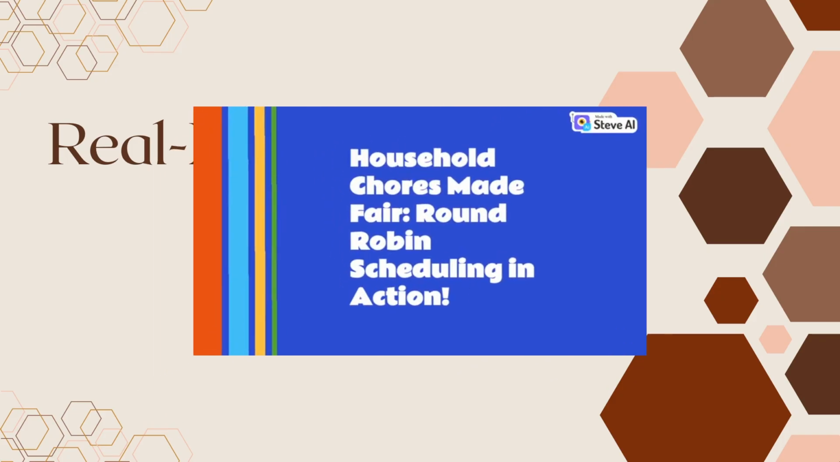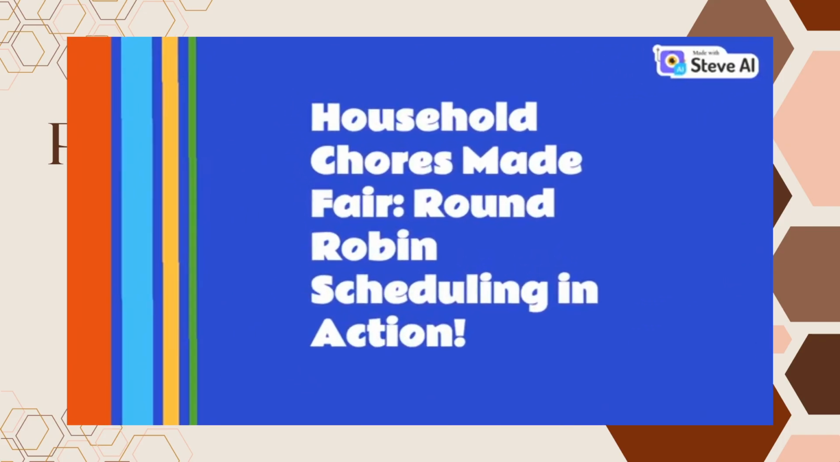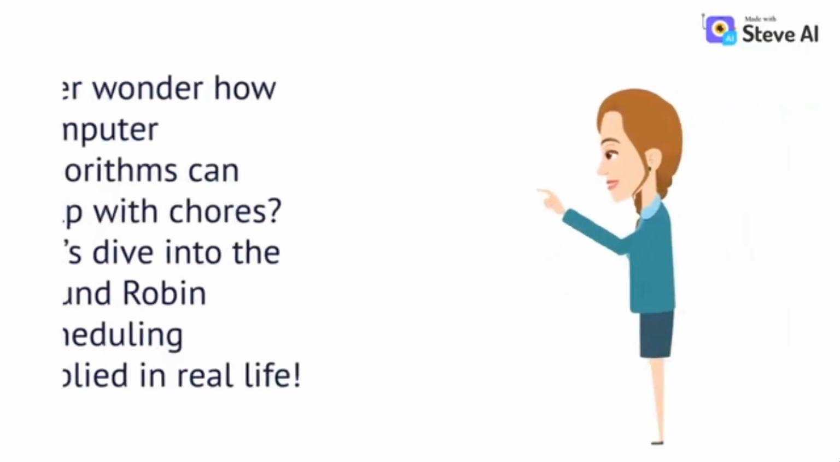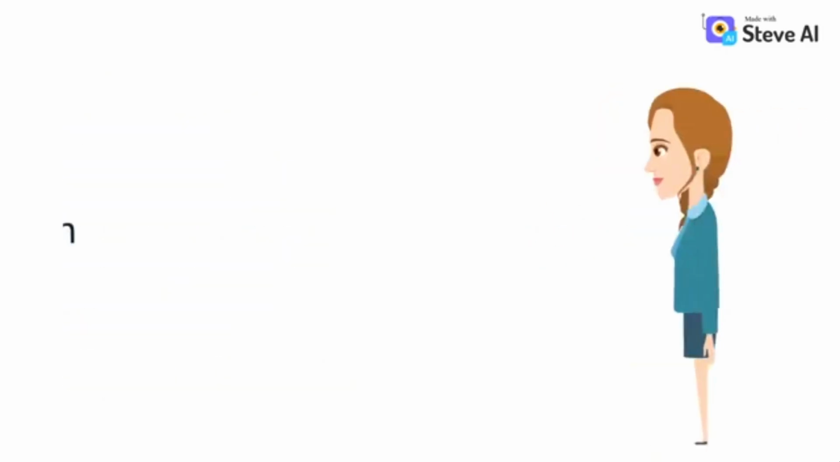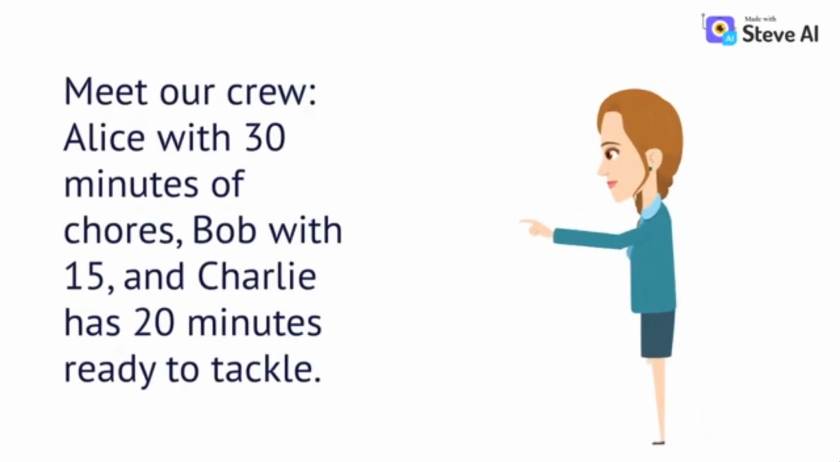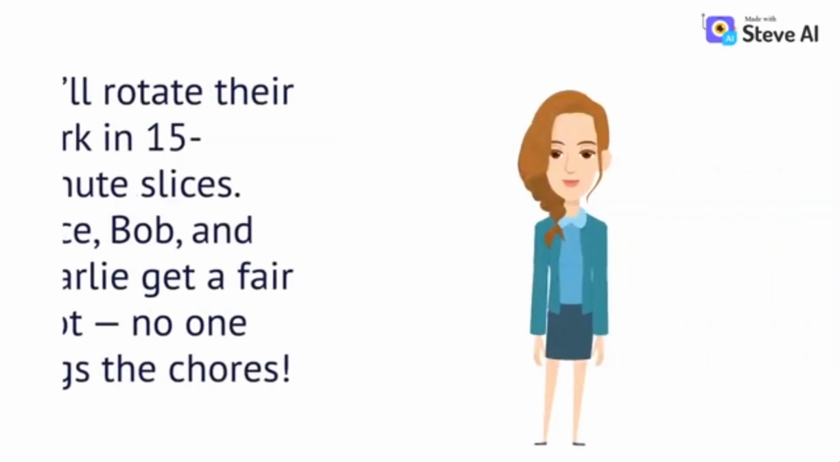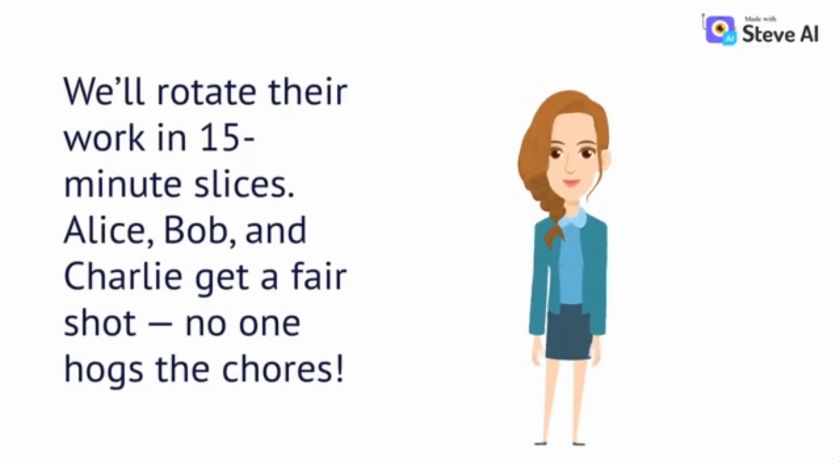Household chores made fair. Round robin scheduling in action. Ever wonder how computer algorithms can help with chores? Let's dive into round robin scheduling applied in real life. Meet our crew. Alice with 30 minutes of chores, Bob with 15, and Charlie has 20 minutes ready to tackle. We'll rotate their work in 15-minute slices. Alice, Bob, and Charlie get a fair shot. No one hogs the chores.